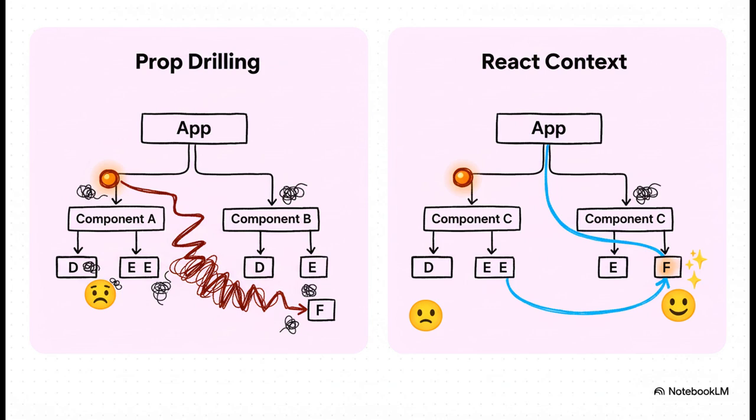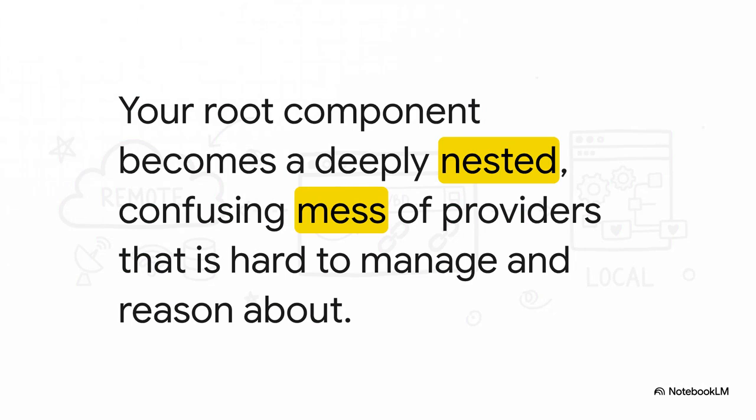First, there's prop drilling, where you just pass data down through component after component. It works, but it gets to be a real nightmare fast. Then there's React Context, which on the surface looks like the perfect answer. You can just teleport data from a provider straight to where it's needed, skipping all the components in between. It looks so clean. But yeah, there's always a but, isn't there?